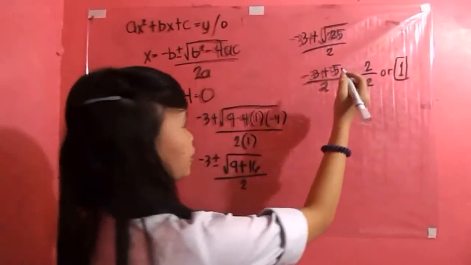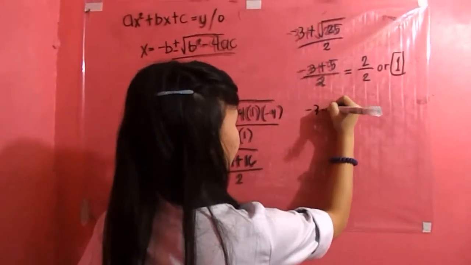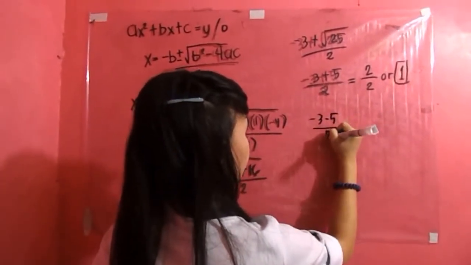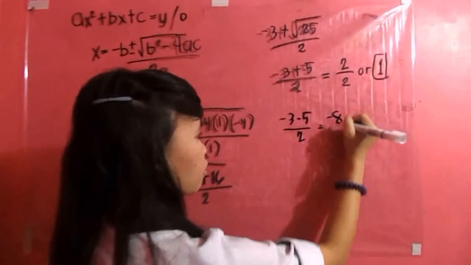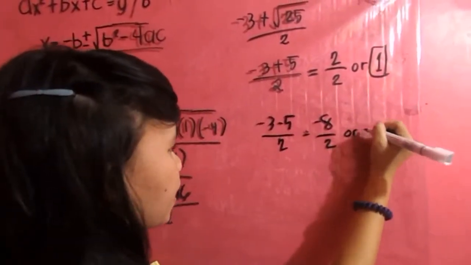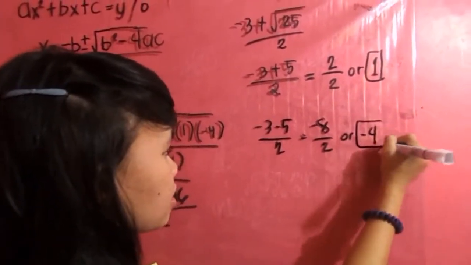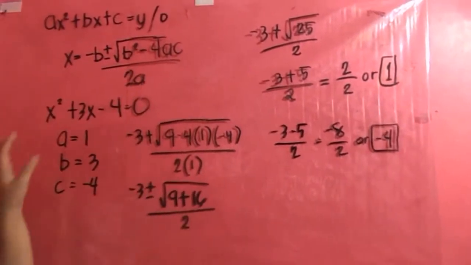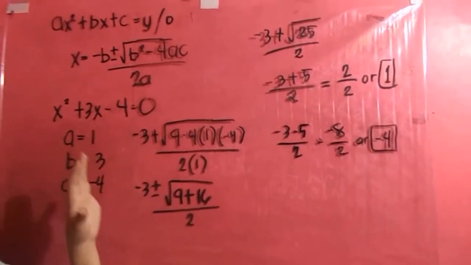Solving for the negative: negative 3 minus 5 over 2 is equal to negative 8 over 2, or negative 4. And that's the other answer for x squared plus 3x minus 4 equals 0.